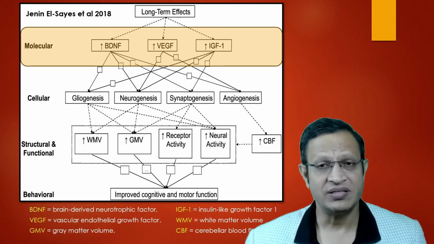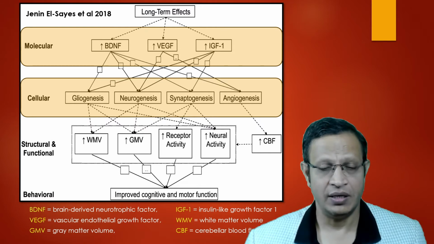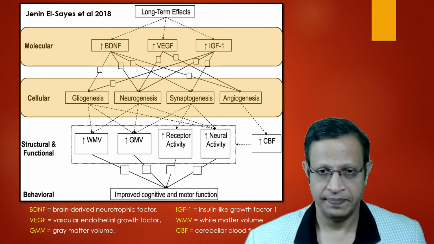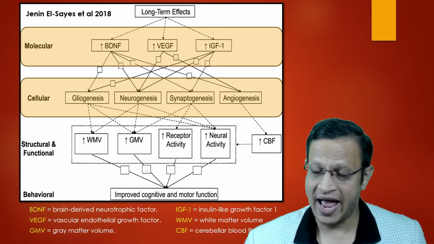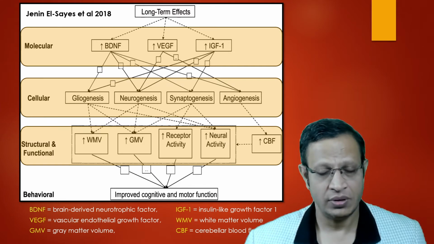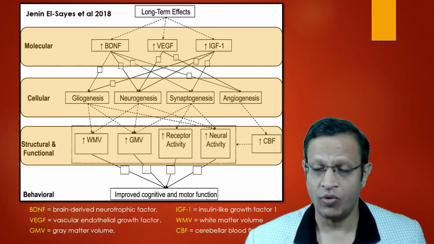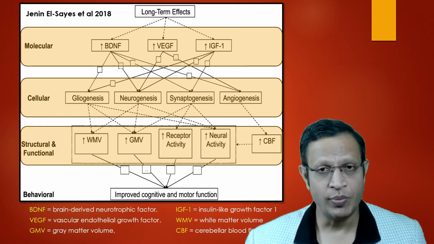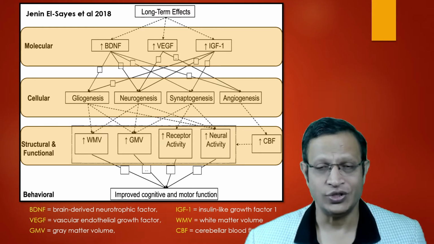Further, at the cellular level, there may be gliogenesis, neurogenesis, synaptogenesis, or even angiogenesis. That means more vascularization is also known to occur. This leads to structural and functional change. That means increased white matter volume, gray matter volume, receptor activity, neural activity, and cerebral blood flow, and finally that leads to behavioral improvement, or targeted improvement, as is known to occur.